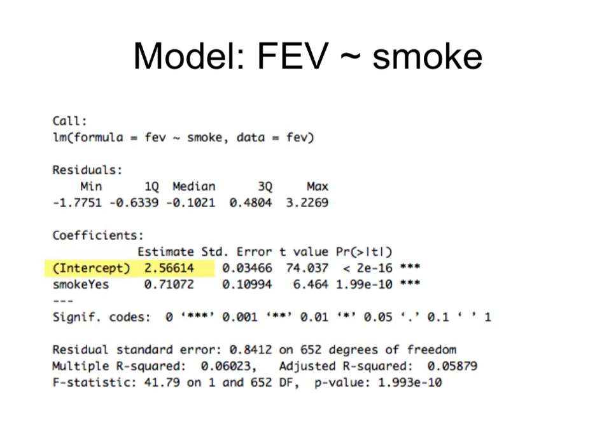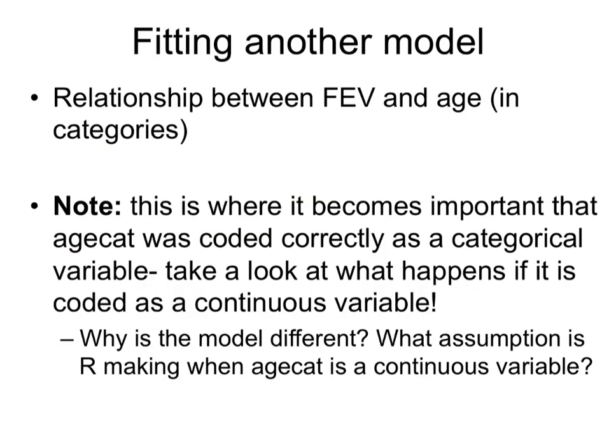The intercept tells us that the average FEV value for non-smokers is 2.556 liters. The slope for the smoke variable tells us that smokers have an FEV that's an average of 0.71 liters higher than non-smokers. The p-value associated with this slope is less than 0.05, so we can reject the null hypothesis that there's no difference in FEV between smokers and non-smokers and have evidence to suggest that the FEV of these two groups are different.